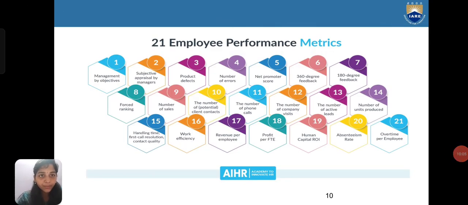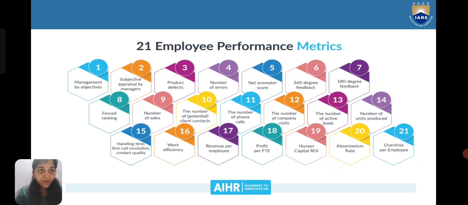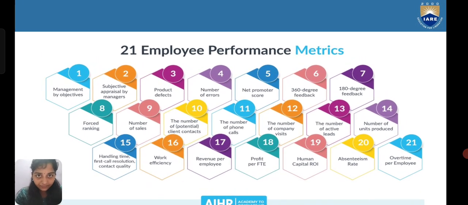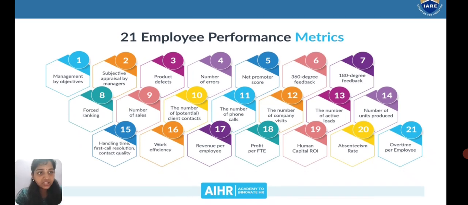These are 21 employee performance metrics. First one, management of objectives. Second, subjective appraisal by managers. Third, product defects. And fourth one is the number of errors. Fifth one, the net promoter score. And sixth one is the 360-degree feedback. Seventh one is 180-degree feedback. And eighth one is the force ranking. And ninth one is the number of sales.